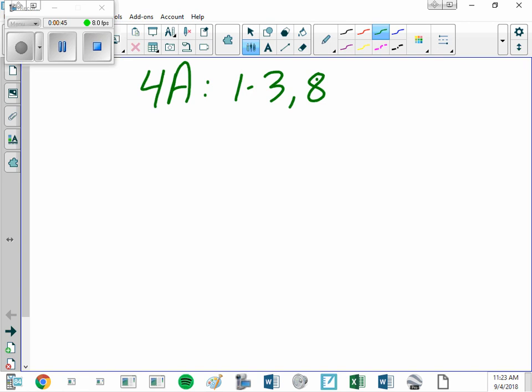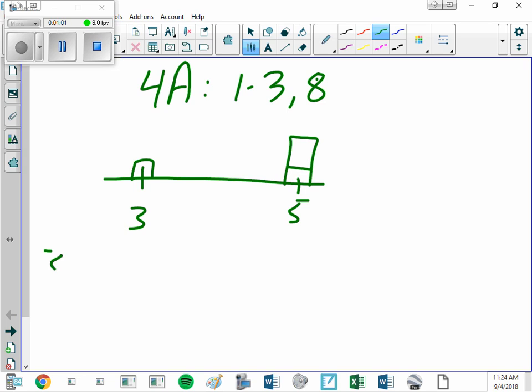Okay. What if we have 3, 5, and 5? So now we have a 3 and a 5, and we have 2 5s. Well, 3 plus 5 plus 5 is 13. Divide that by 3, and you get 4.3, right? Okay. So here's 4. My new average is right there. Why did it move to the right? There's more weight to the right than there used to be.